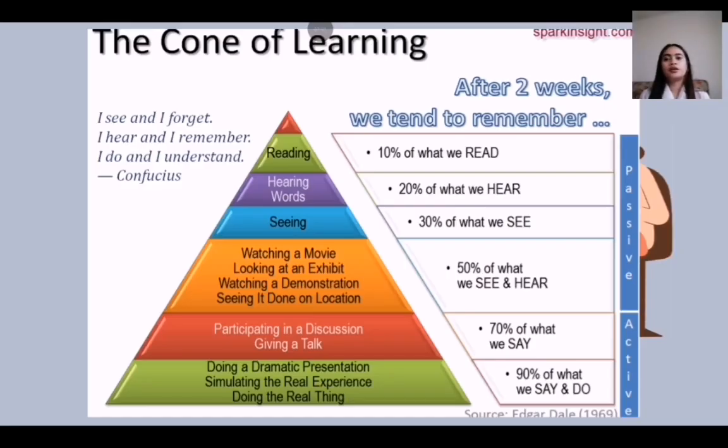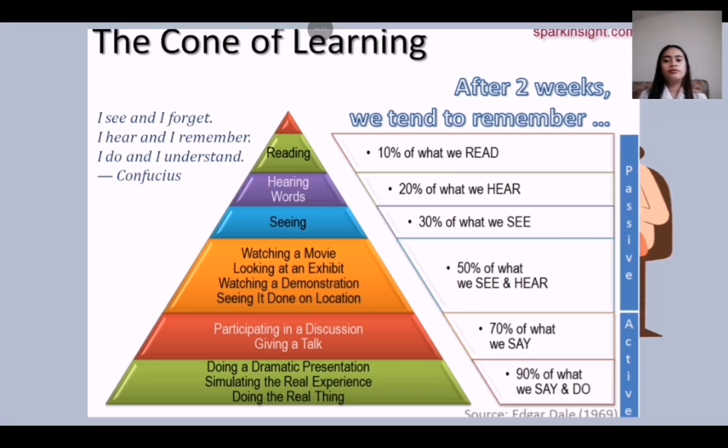We have here the cone of learning. It is according to Edgar Dale. After 2 weeks, we tend to remember 10% of what we read. Hearing words is 20%. Seeing is 30%, and 50% of what we see and hear.